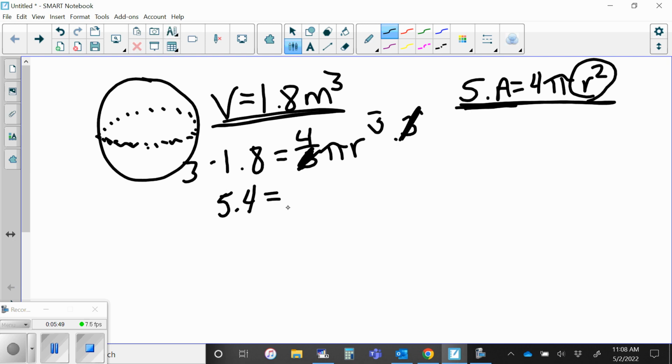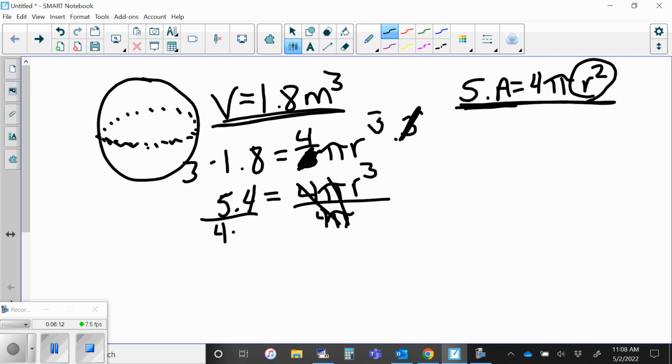And that equals what? What's left over there, though? r cubed. You have to do something else too, Peyton. So I canceled out the 3. What's still above the 3? So 4 pi r cubed is left over. How do I undo timesing by 4 pi? So I'm going to divide by 4 pi.